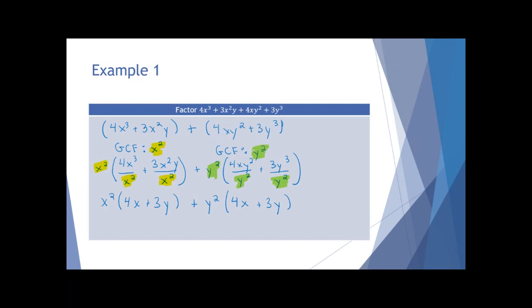Now notice that in the sets of parentheses, these two sets of parentheses are identical. When that happens, that means you have done this correctly, because if they're not identical, then you can't go further. So they have to match, because that is what we're pulling out. That is the binomial factor that we are reversing the distributive property out. So that goes in front.